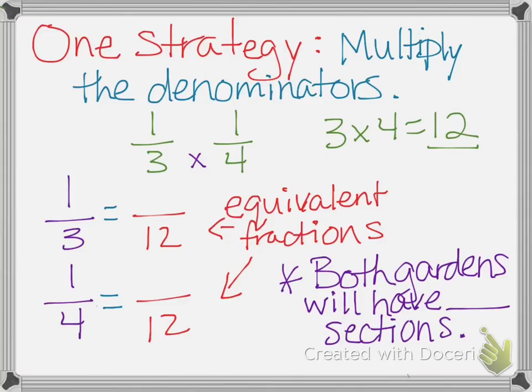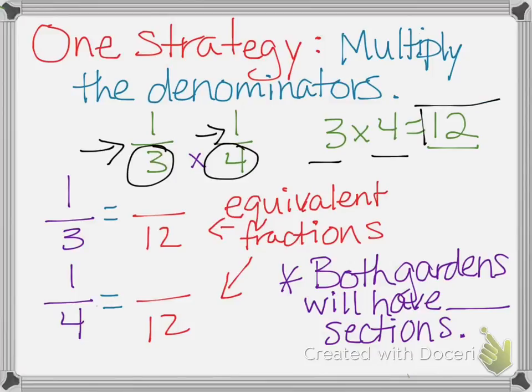One strategy on how to find a common denominator is to multiply the denominators. So we take 1/3 and 1/4 here, write it down. We take the 3 and the 4 and multiply it. What's 3 times 4? 12. So you multiply the denominators.